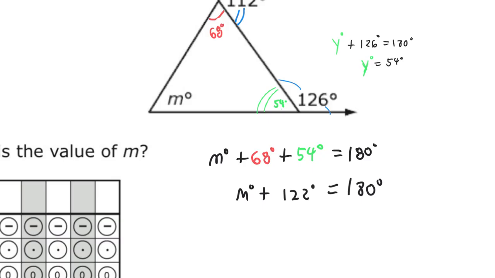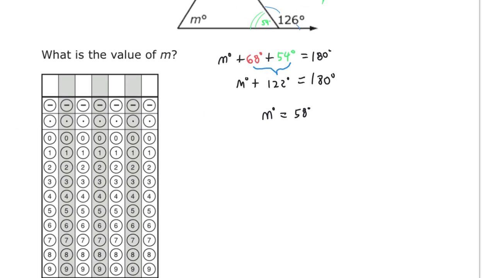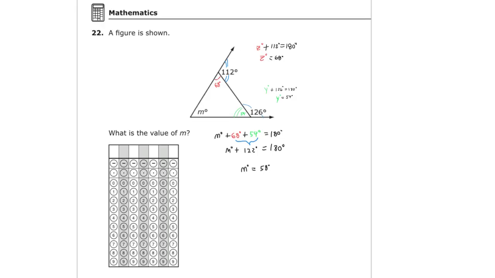So just for my student watching, we did nothing more than adding the red 68 plus the green 54, and we got that 122. Hopefully, my student watching recognizes that m is clearly the result of 180 minus that 122. Okay. So m is going to equal 58. Okay, because that's 180 minus 122. So that is how I would go about that one.